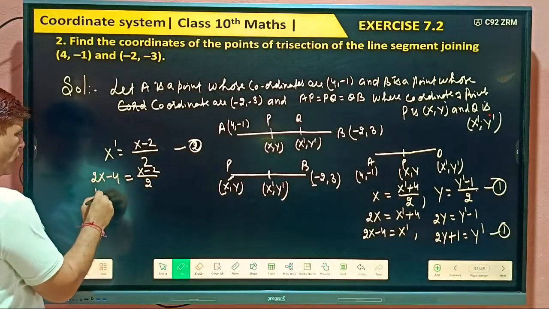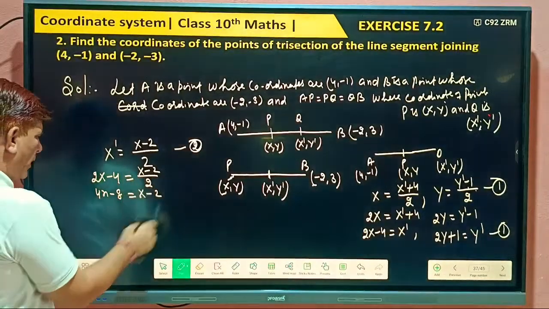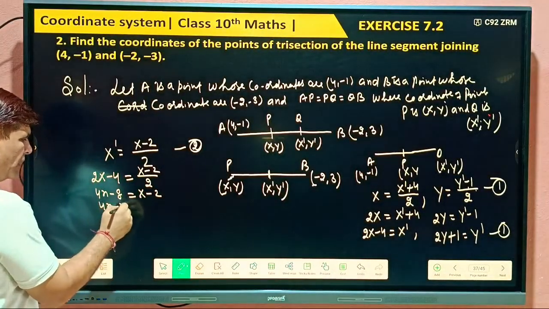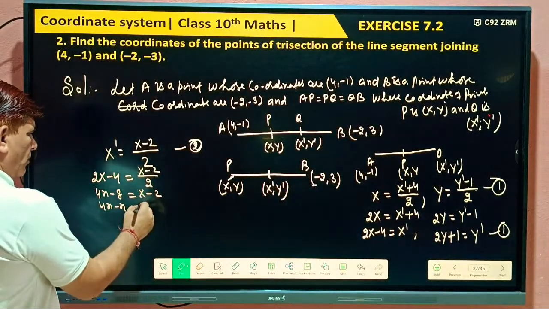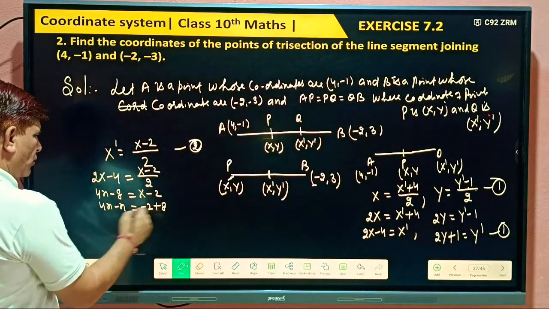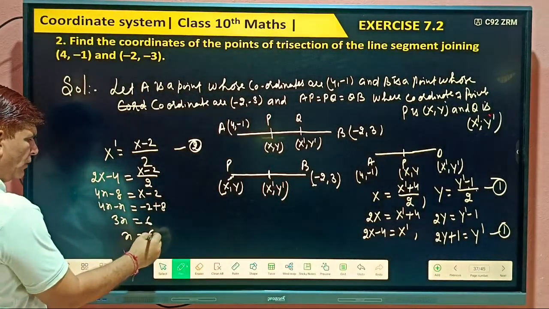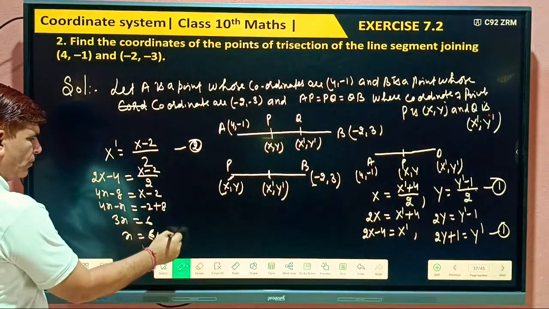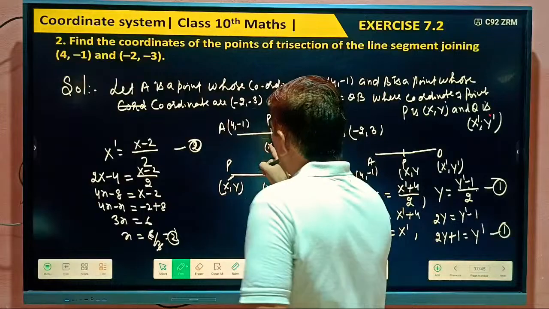We can take 2x minus 4 equal to (x minus 2) by 2. Bring it to this side: 4x minus 8 equal to x minus 2. Bring it to this side: 4x minus x is equal to minus 2 plus 8. It means 3x is equal to 6, x is equal to 6 by 3. How much? 2. What's the value of x? 2.